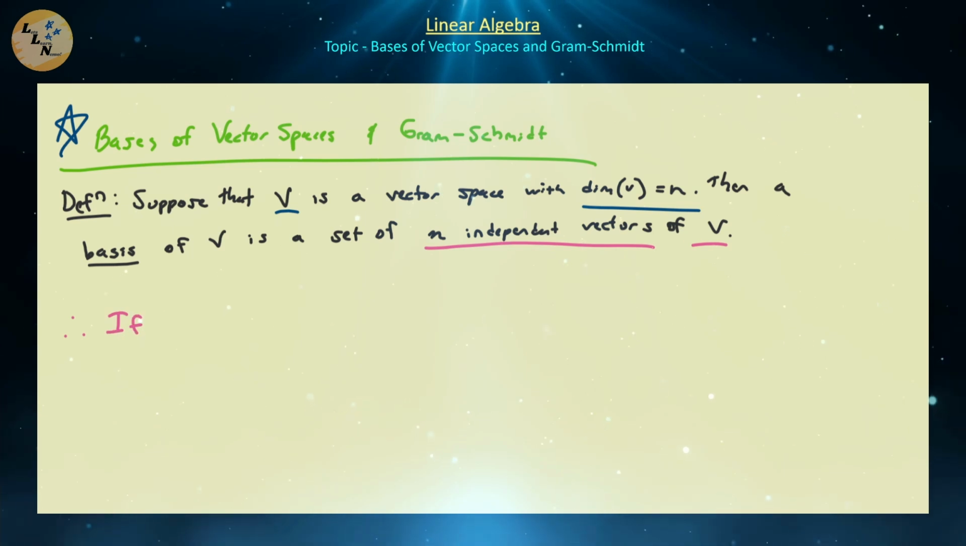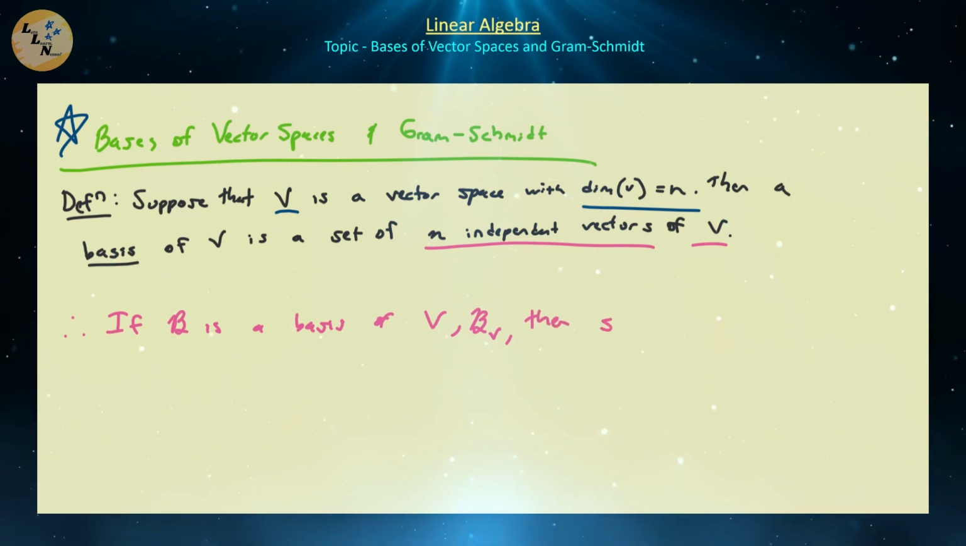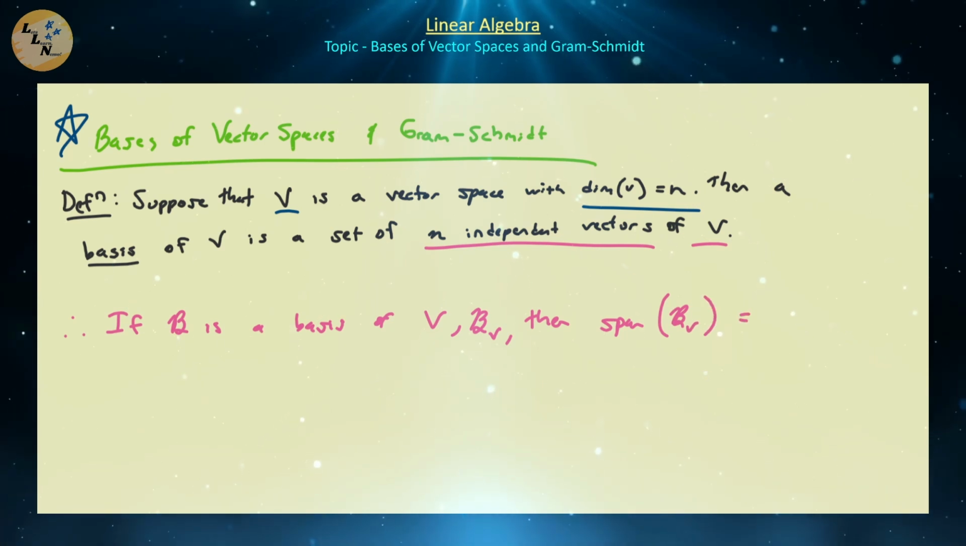So we can say that if B is a basis of V, then that means B is a set of independent vectors of V. And we're actually going to be representing this as B subscript V. Then the span of that set, B sub V, should be equal to the entire space, V. Right? So just some trivial examples.